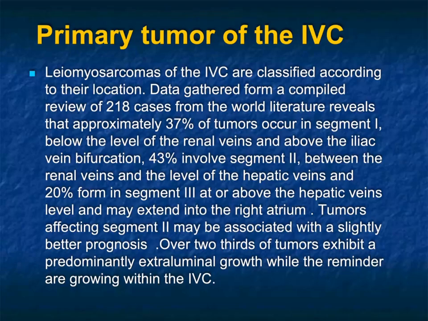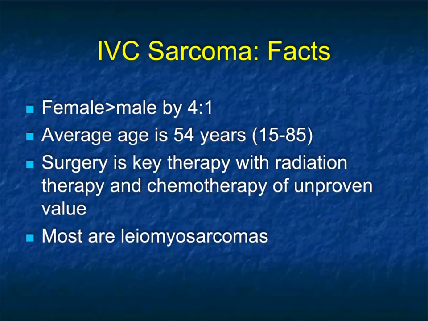If you look at data from large records, 37% of tumors occur in segment 1, below the level of the renal veins and above the iliac vein bifurcation. 43% involve segment 2, between the renal veins and the level of the hepatic veins, and 20% from segment 3 at or above the hepatic veins and may lead into the patient's right atrium. Most of the ones that I've seen in our practice tend to be for an extended distance, usually beginning above the IVC bifurcation into the iliac veins.